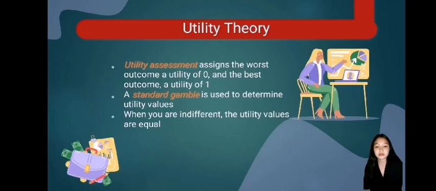So again, utility theory is a utility assessment that assigns the worst outcome a utility of 0 and the best outcome a utility of 1. And a standard gamble is used to determine the utility values. So when you are indifferent, the utility values are equal.